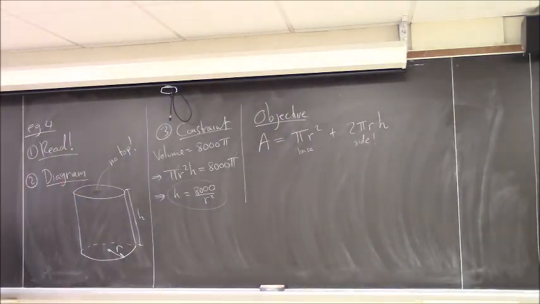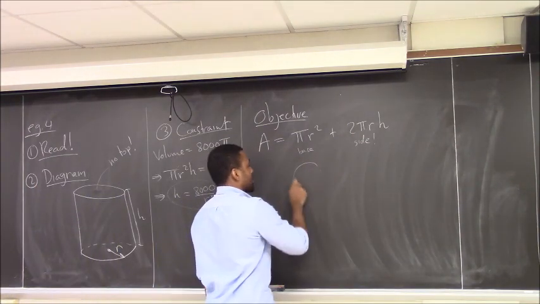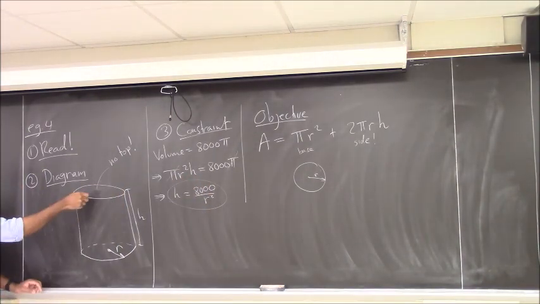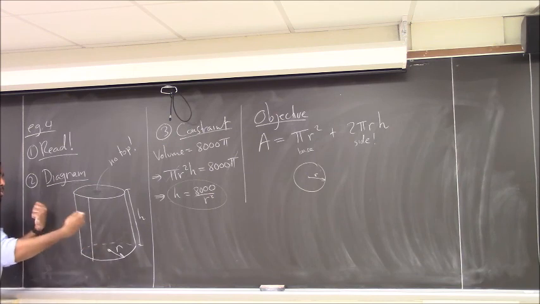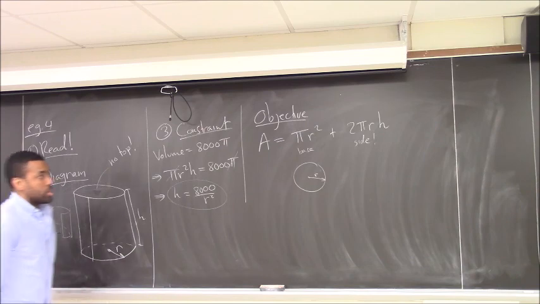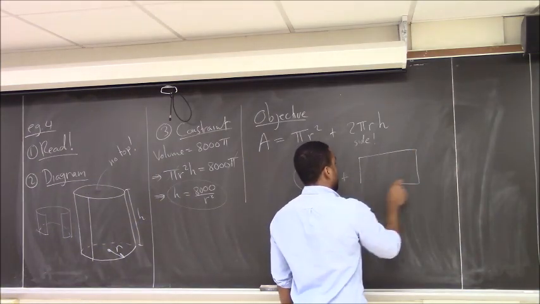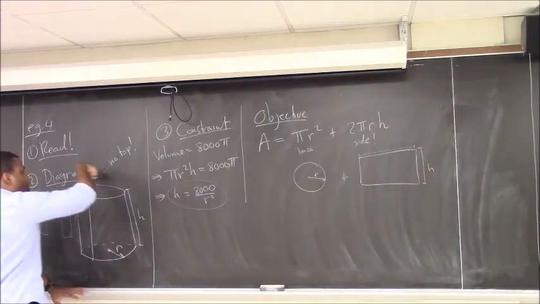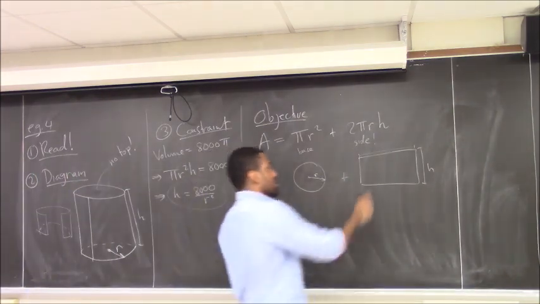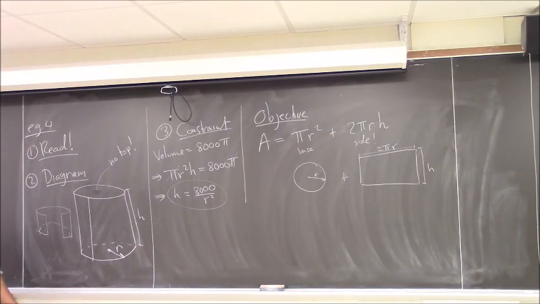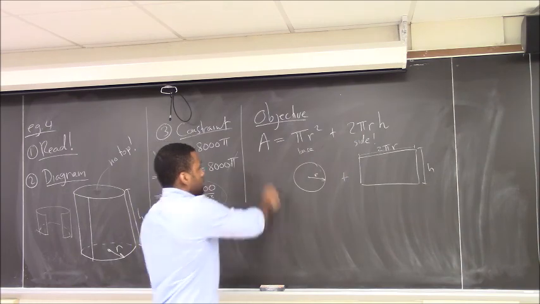Okay, so the base is a circle, radius r. To figure out the area of the side, you kind of slice it down vertically and unfold it. If you unfold this, ultimately you'll end up with a rectangle. The height of the rectangle we know is h, but this length here is really the circumference around the edge of the can, which is 2 pi r. So the area of that is 2 pi r h, the area of the base is pi r squared, and this is ultimately my objective equation.